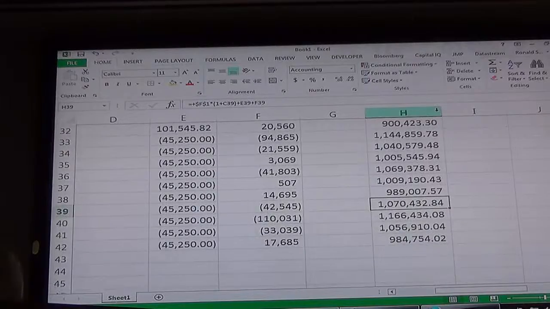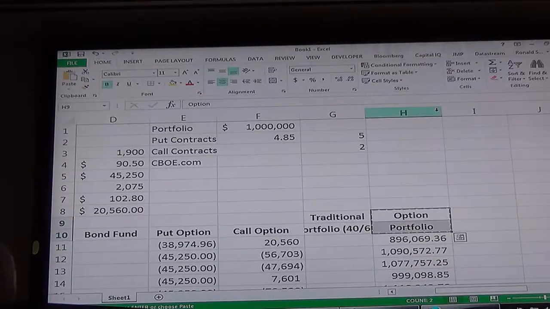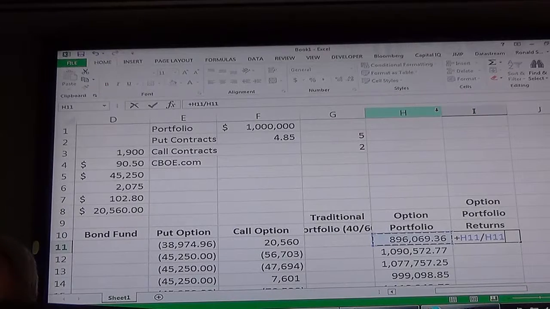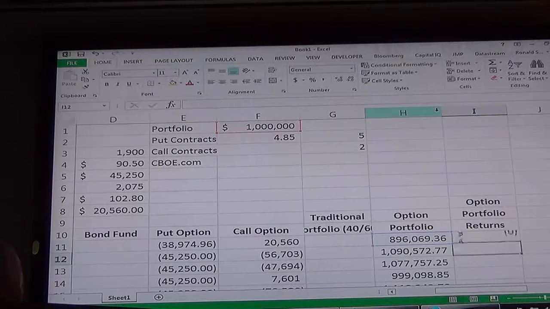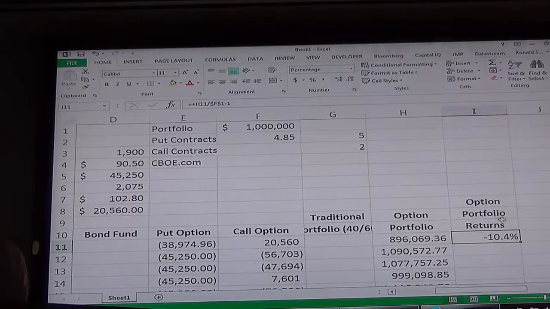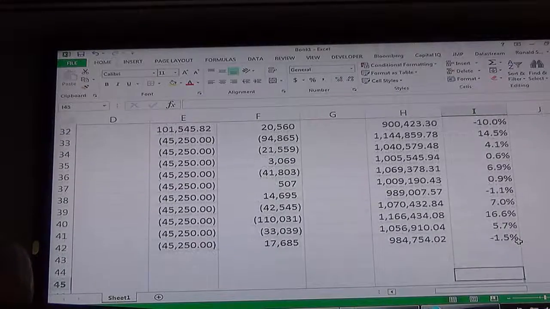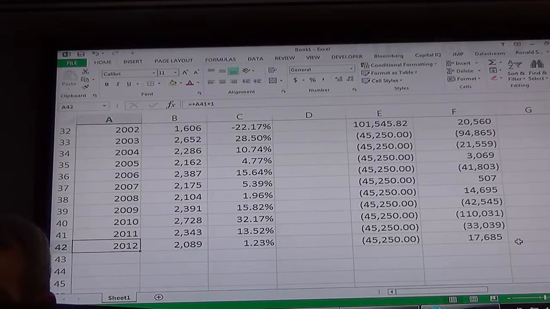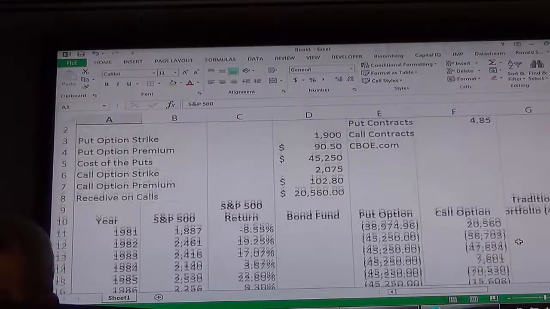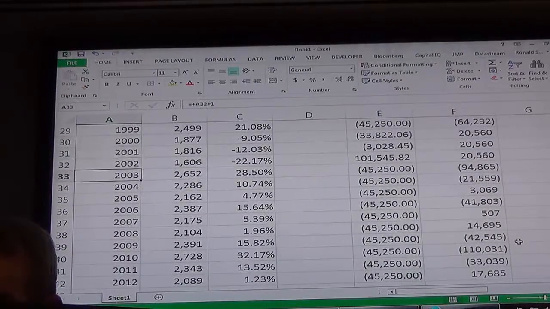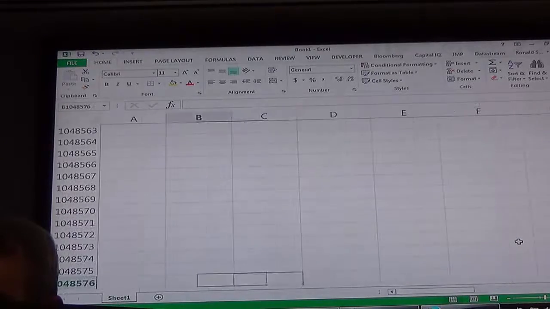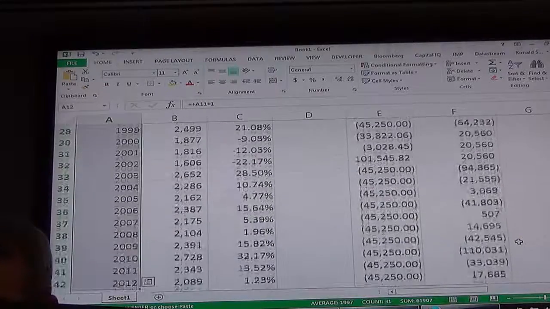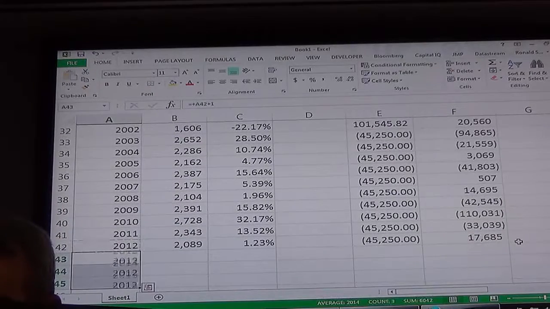All right, so here's your actual portfolio. What's your option portfolio returns? It's pretty easy. You just take your ending value divided by beginning value minus 1. So there's your returns. And so we can compare that. What happened here? Wow, what's going on here? Did I mess something up? What did I do? Where did my market go? How did I lose the last 3 years?